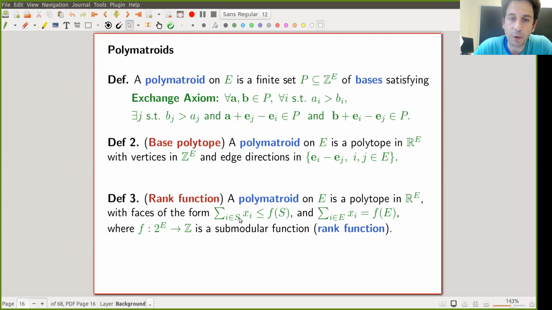So the same type of inequality, sum of x_i is less than a certain value, with equality when you take the sum of all coordinates, and the values here in the right hand side have to be, okay, so they can be taken as a submodular function, and if you impose that it's a submodular function, then it's unique and it's called the rank function.